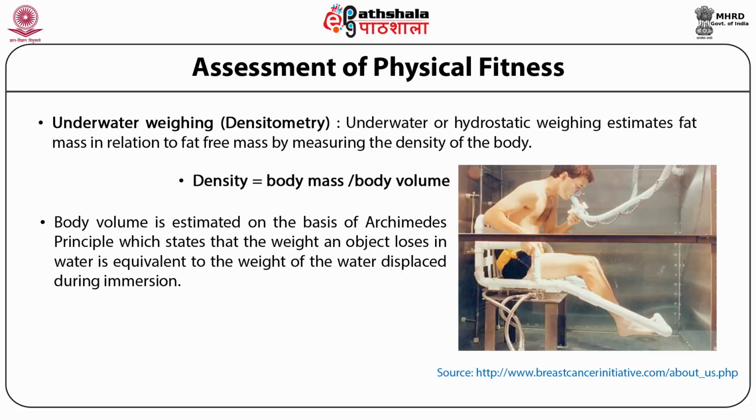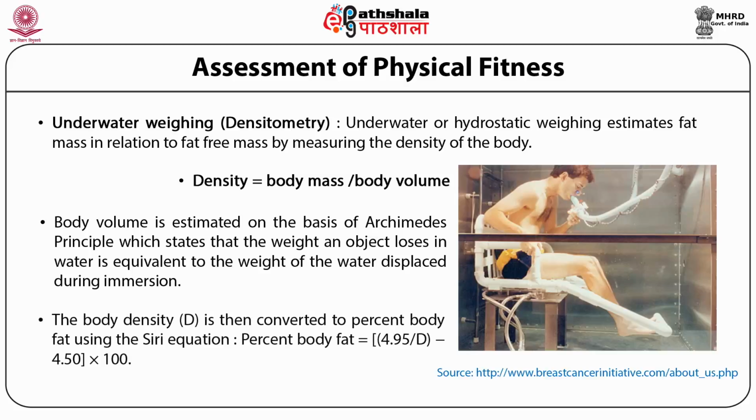So, the body volume can be calculated using the equation to have an idea about the body composition and hence the physical fitness. The body density is then converted to percent body fat using the Siri equation, that is, body fat is calculated as the ratio of 4.95 divided by density, minus 4.50. This whole is multiplied by 100 to get the body fat in percentage.